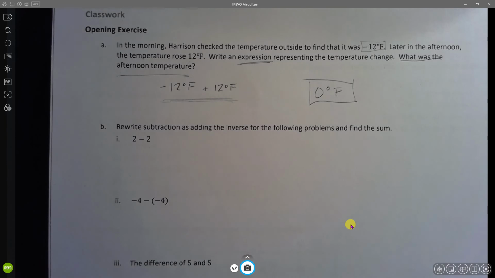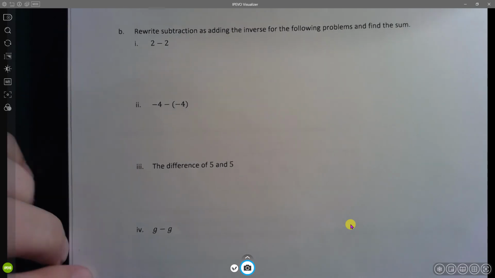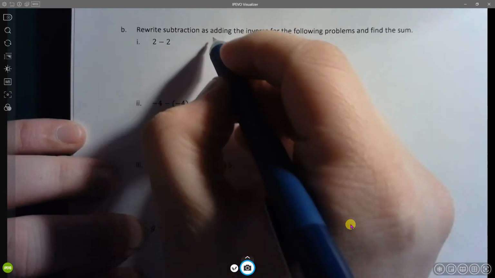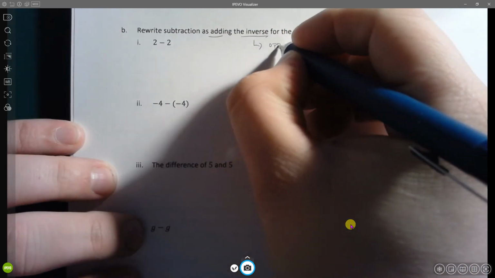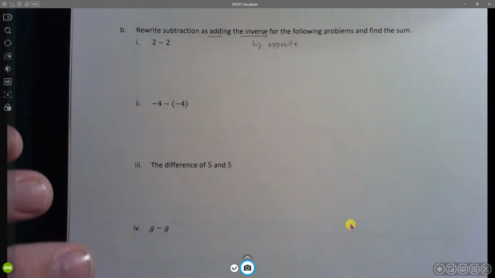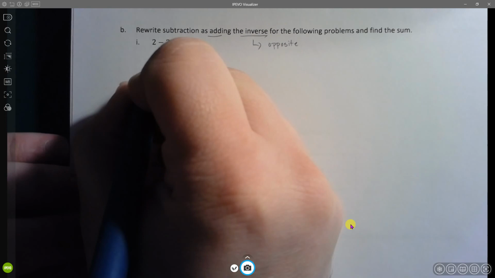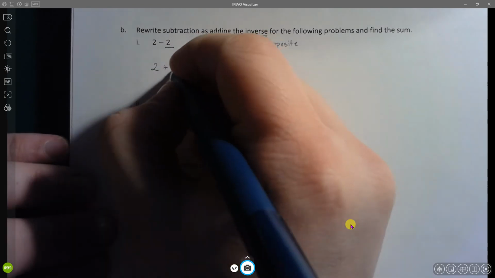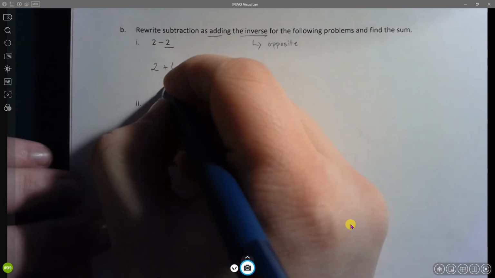Now, for part B, numbers 1 through 4, it says rewrite the subtraction as adding the inverse for the following problems and find the sum. So remember, we're adding the inverse, and the word inverse means the opposite. So we are adding the opposite. So 2 minus 2 becomes 2 plus, and the opposite of a positive 2 is a negative 2. So 2 plus a negative 2 gives me 0.